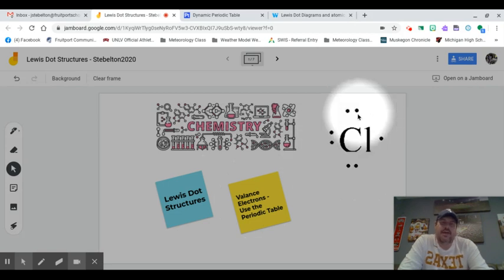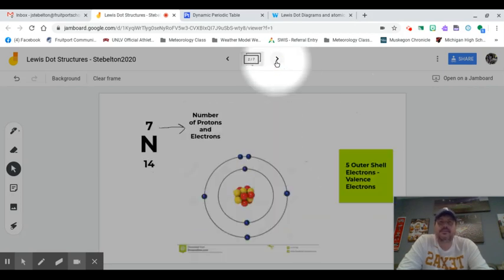So this is what the final product will look like when you guys do these at home, but I'll show you the method to getting the electrons to pair up the way they're supposed to pair up, and that'll be important in later lessons. Today we're just starting easy, just starting with the Lewis dot diagram for a single element or a single symbol.